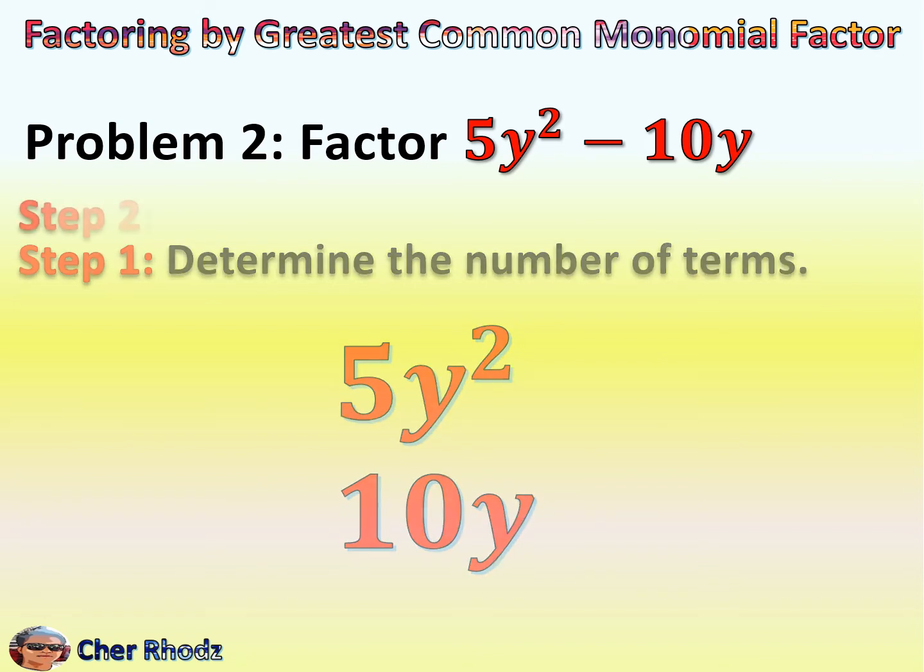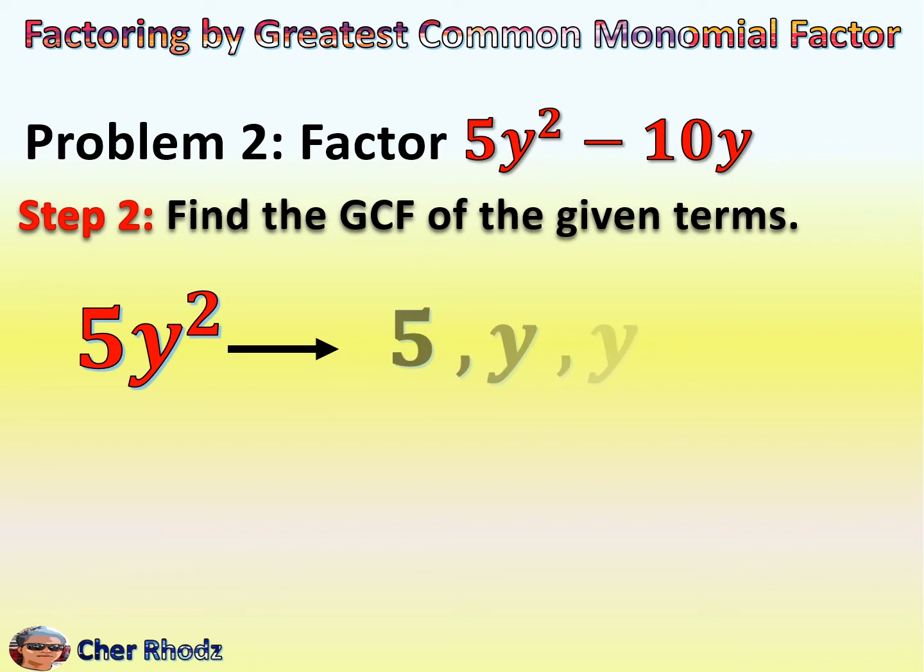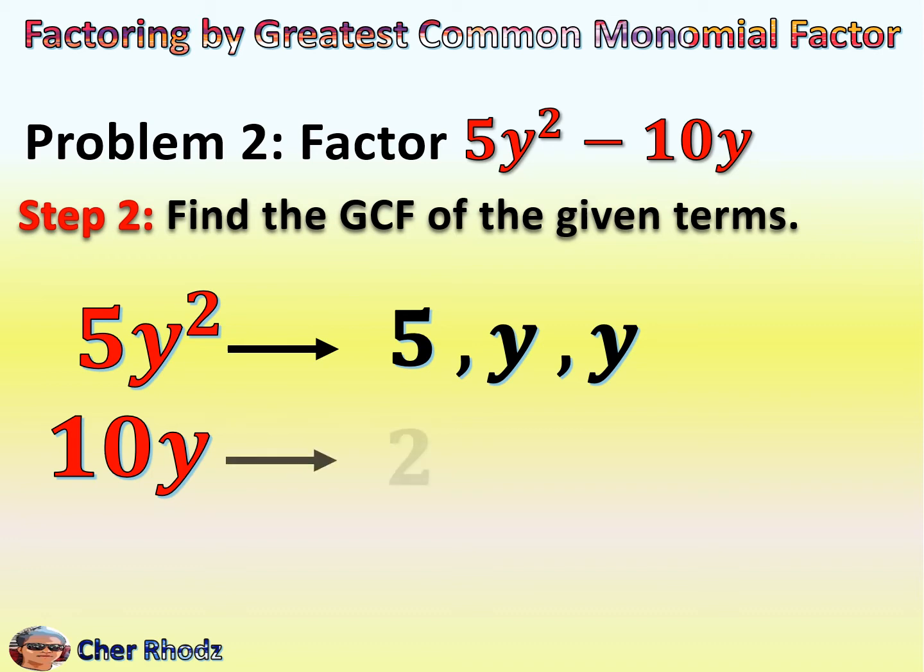Now let's proceed on our second step, which is find the greatest common factor of the given terms. So let's first proceed on the first term, which is 5y squared. What are the factors of 5y squared? They are 5y and y. Let's proceed on our second term, which is 10y. What are the factors of 10y? They are 2, 5, and y.